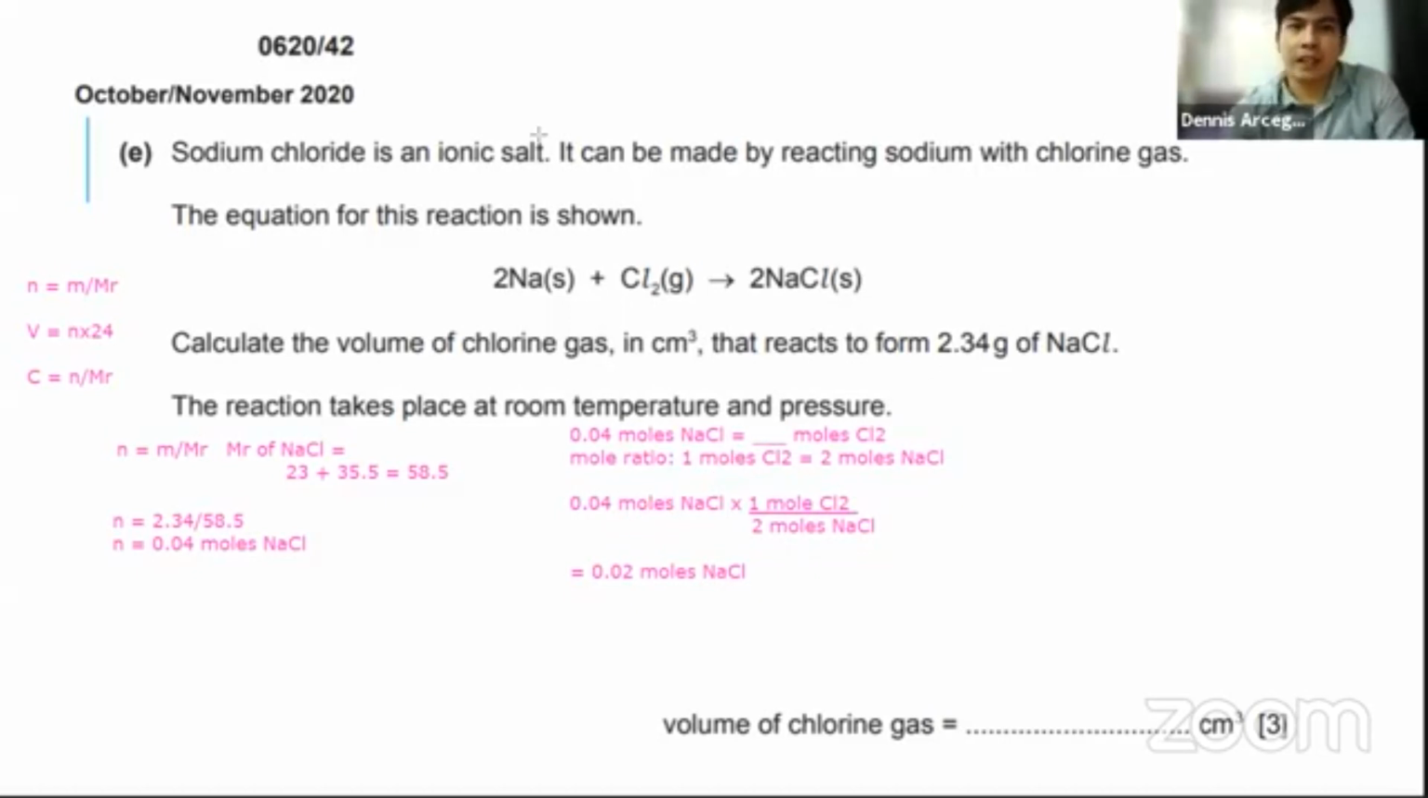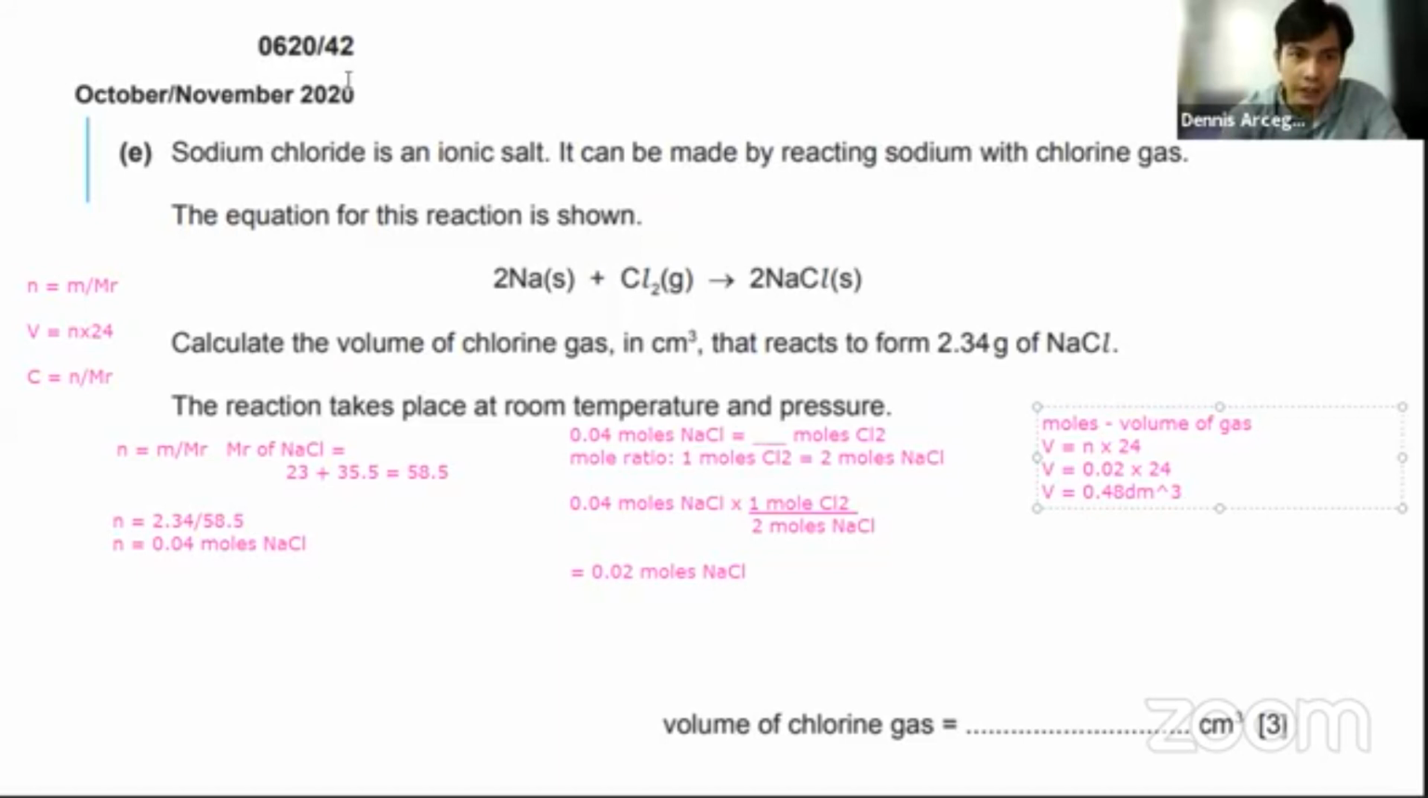Okay, the next, you can now identify the volume of gas. So the formula, as what you can see there, is V is equal to N times 24. So volume is equal to moles 0.02 times 24. So V equals 0.02 times 24, you'll get 0.48 dm cube. You see, this is dm cube.